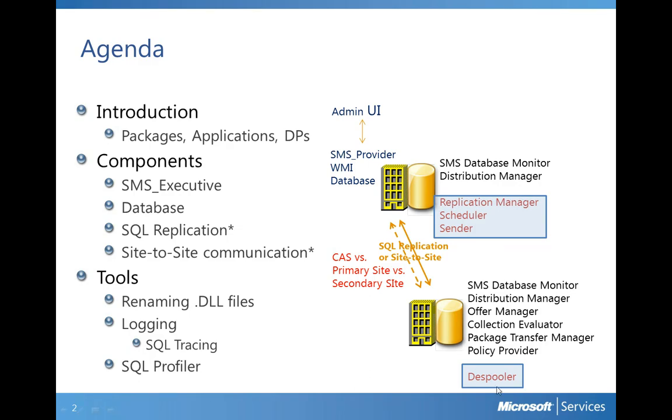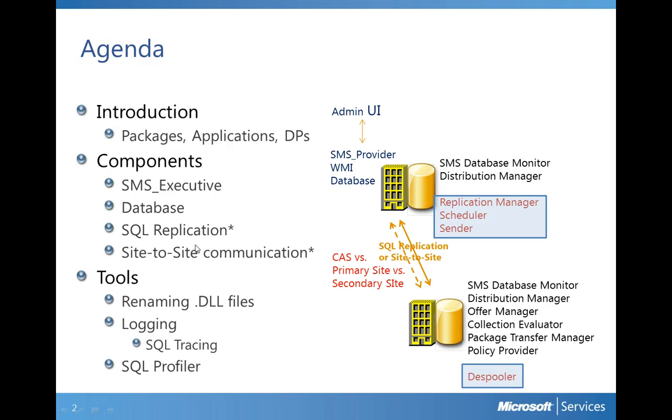Okay? So I kind of call these components out separately, the ones that are involved in site-to-site communication and then the ones that are involved in just regular SQL replication, regular database processing, that kind of thing within a site. And I have this section just to call out the differences between a CAS, between a primary site, and between a secondary site. Okay? Again, the only one of the three kinds of sites that can directly own clients is a primary site.